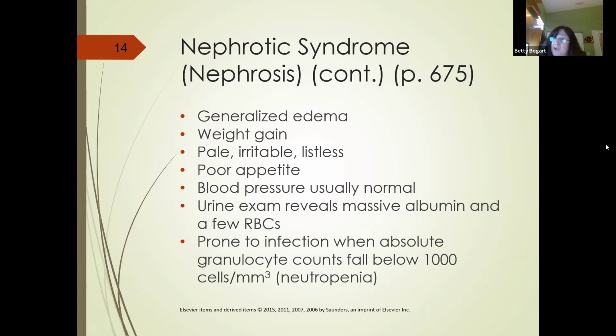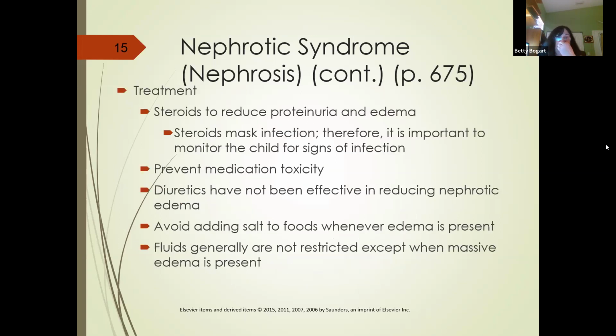Their blood pressure is usually normal, though. It's not like a glomerulonephritis or like a nephrotic failure. No, nephrotic syndrome, you're going to basically have a normal blood pressure. Again, that urine is going to foam like a beer, and it's going to be because of all the albumin or protein. Remember, albumin and protein are the same thing. It's a different word, but it means the same thing. And these children, because their counts go really low, they become very neutropenic. You're neutropenic, you don't have white cells, you can't fight infections, so you're prone to infections.